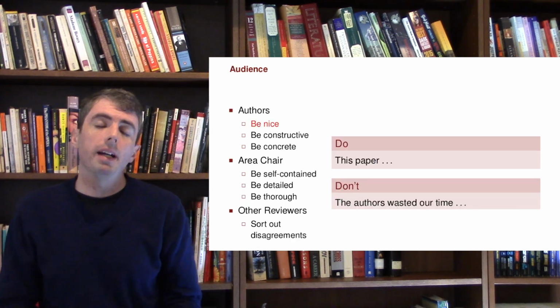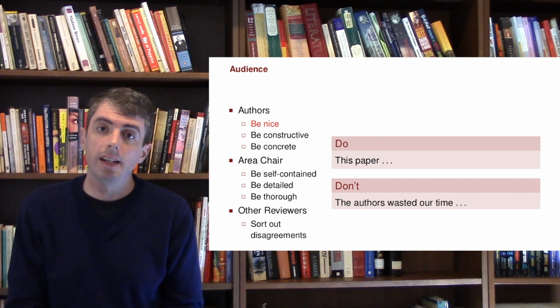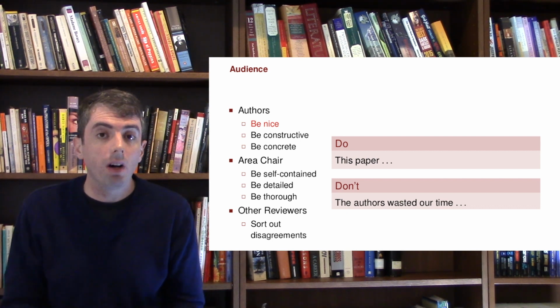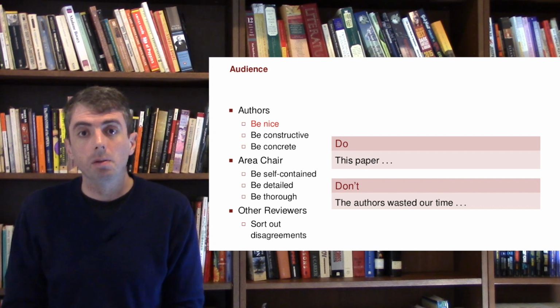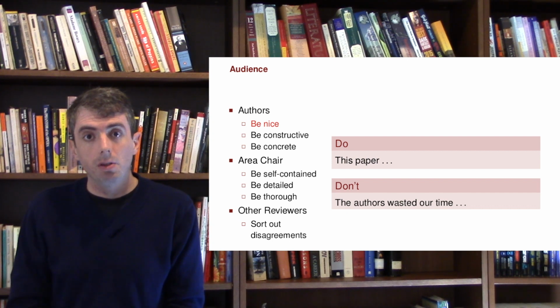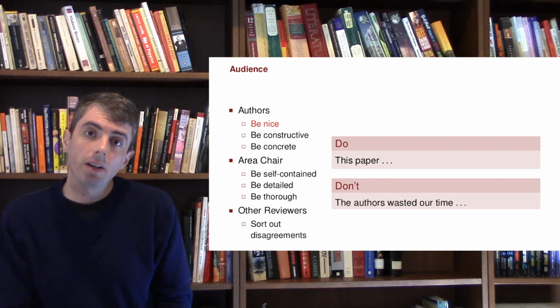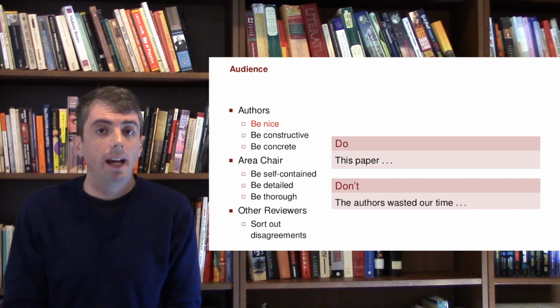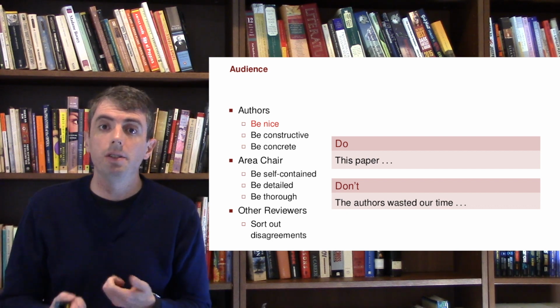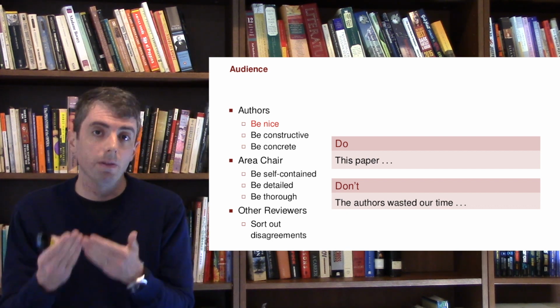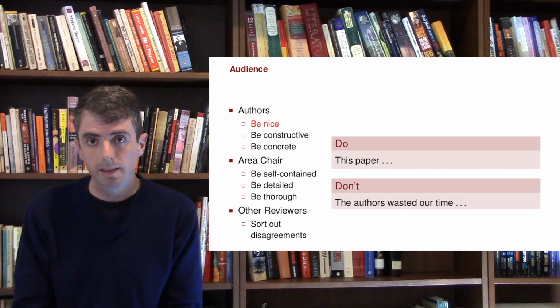When we talked about writing, we talked about the different kinds of audiences that you write for, and this is also true when you write a review. When you write a review, you're writing not just for the authors, but also for the area chair and other reviewers. So think about the things that you have to do in this process to make sure that your review is well written for each of these audiences.